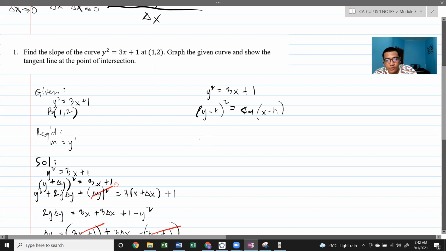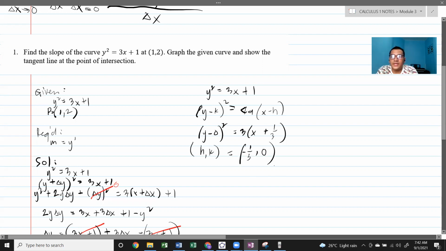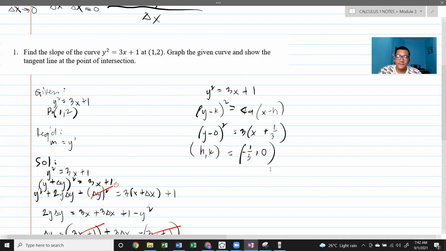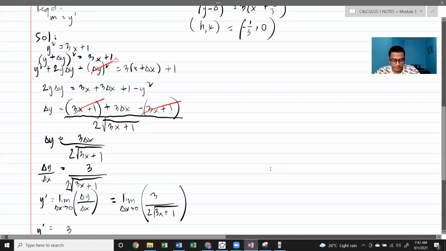Let's find first its vertex. So from this standard form, let's factor this out, 3 times x minus. Okay, now our vertex would be equal to negative 1/3 and 0. So meron na tayong vertex. Alam natin na it opens to the right, and alam natin na symmetrical siya sa x-axis. We can graph. Okay, let's graph.